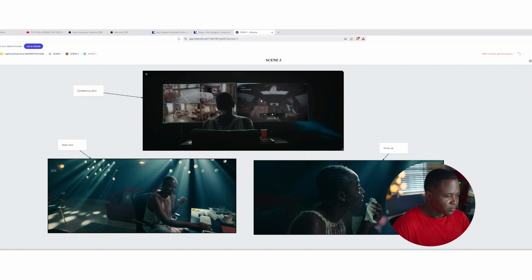Now where things get interesting is this shot right here, and this is the best shot I like so far. So this is the establishing shot, the wide shot, and then the closing. Now, looking at these three shots, it happened in the same location. You could see that there are some things that are not right, in my opinion.